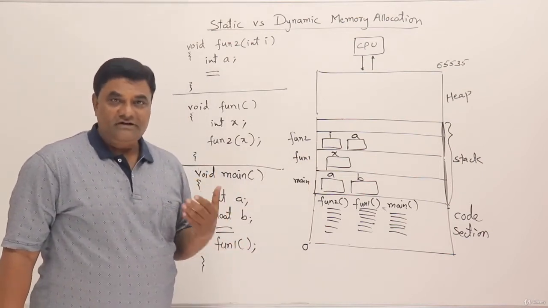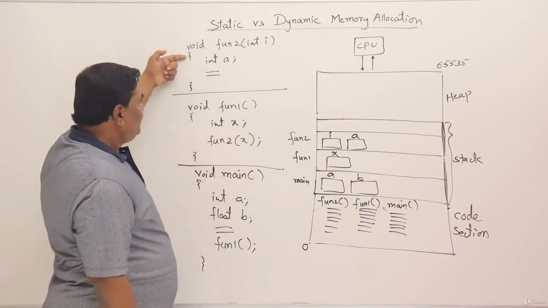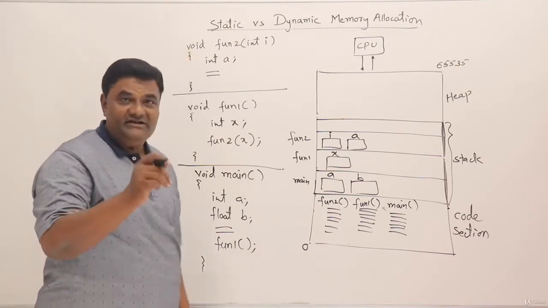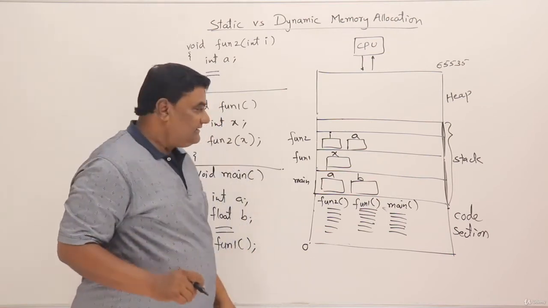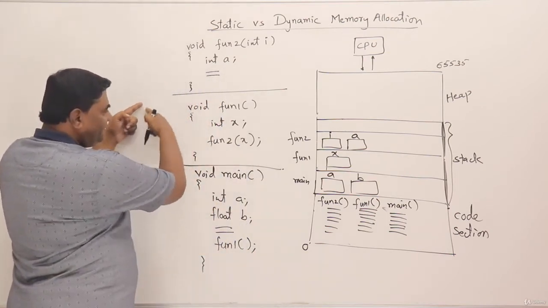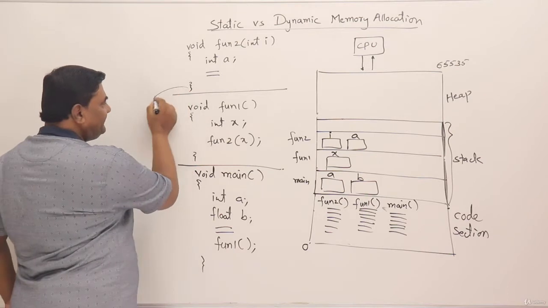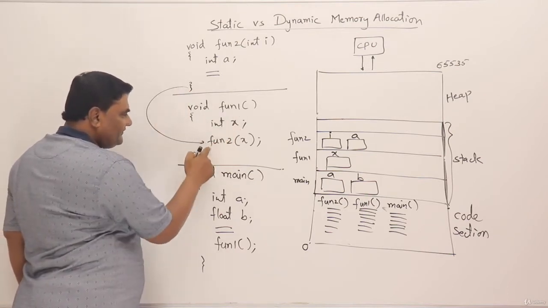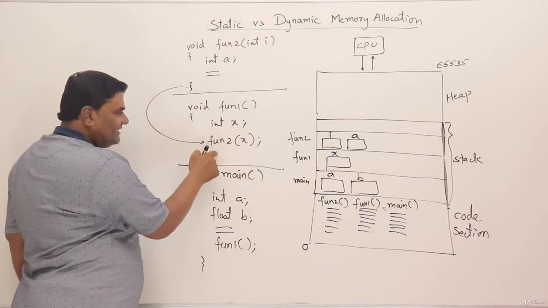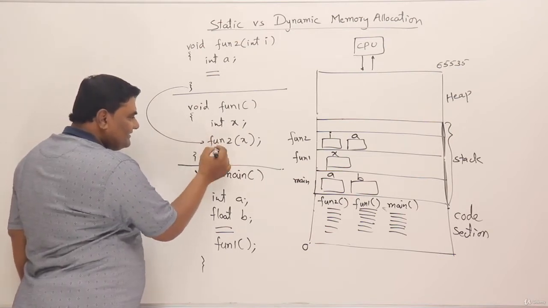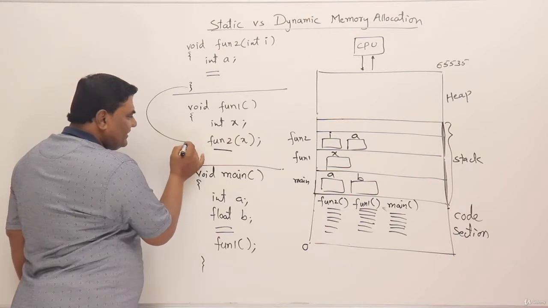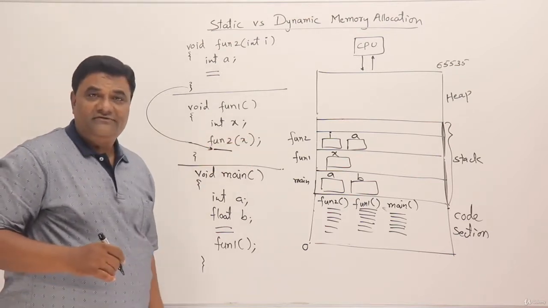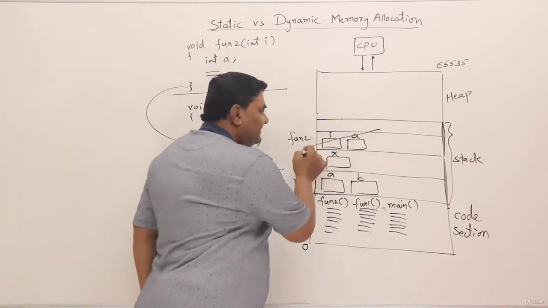Now let us continue our execution. Fun2 is the currently executing function. Now when function 2 has finished and terminated, control goes back to function 1. It will come back to function 1, inside this function 1, after this line it will come to this line. Suppose there is a statement here, so it will come to this statement. What happens to the activation record of function 2? This will be deleted.